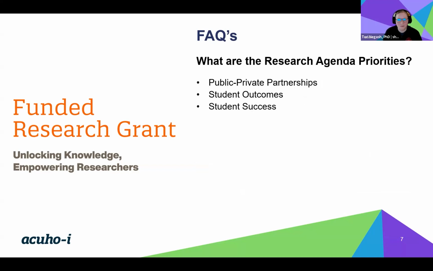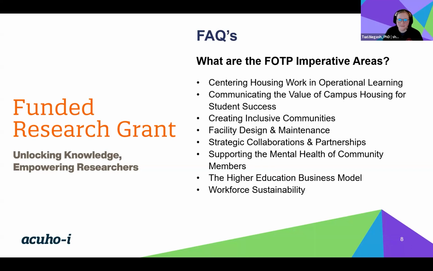So what are the research agenda priorities? These would be public-private partnerships, student outcomes, and student success. These are very broad. And so my advice here for most folks is that you can pretty much fit any research in housing and residence life into one of these buckets or more than one. There is more detail about these on the research website. So if you go to the ACUHO-I homepage and you go to the section that talks about research, you're going to see a description of each of these priority areas as well if you're looking for more detail there.